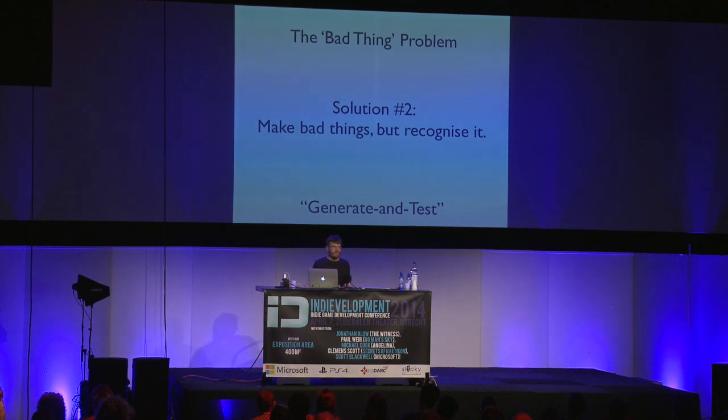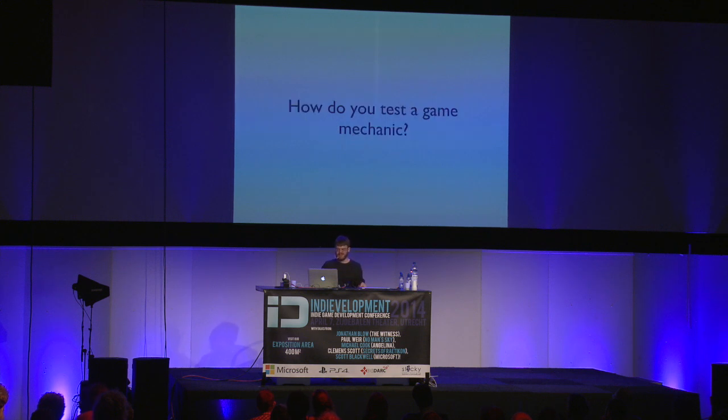But we want our systems to be independent. We want them to have the chance of failing. What I want to do is make a system that makes bad things, that makes rubbish, and then recognizes that and either fixes it or makes something else. And this is often referred to as generate and test, certainly in academic papers. I don't know how well known that term is, or even if it's a good term.